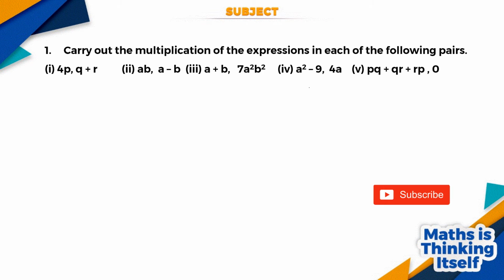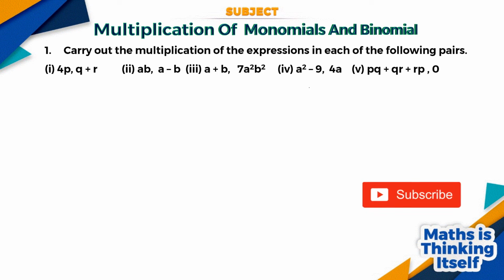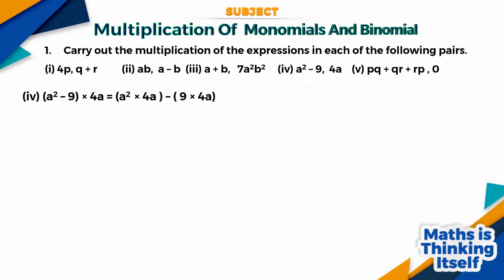Next problem, a square minus 9 is multiplied by 4a. 4a is multiplied with the first term a square, and you get a square multiplied by 4a minus 9 multiplied by 4a. After solving it, you get 4a cube minus 36a. Then the fifth one, PQ plus QR plus RP is multiplied by 0. If any number is multiplied by 0, you get the answer 0.